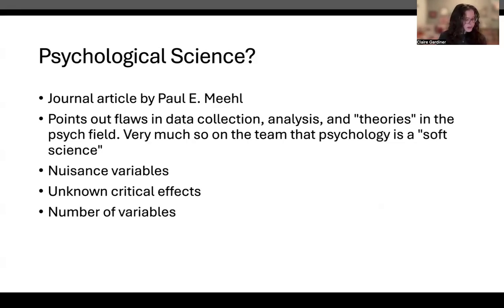So for unknown critical effects, although this point is more geared towards the clinical psychology people, at least it was in the article, it is still important to mention confounds when it comes to statistics and analyzing data. Like I said in the point about nuisance variables, we're still dealing with human subjects, at least the majority of the time in psychological science. So there's always going to be confounds in the variables because people are people and people are different.